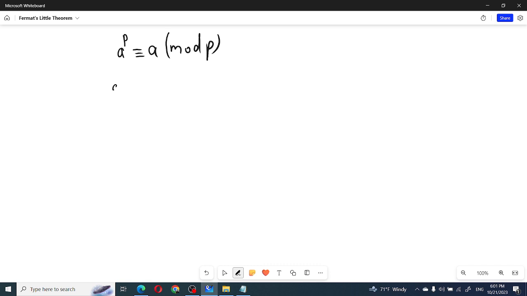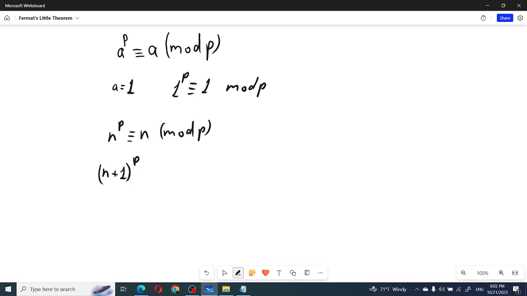For a equals 1, it is clear that a to the p equals a mod p. And let's assume that this is correct for every number before n, and we know that n to the p equals n mod p, and try to show this for n plus 1. n plus 1 to the p must be equal n plus 1 mod p.